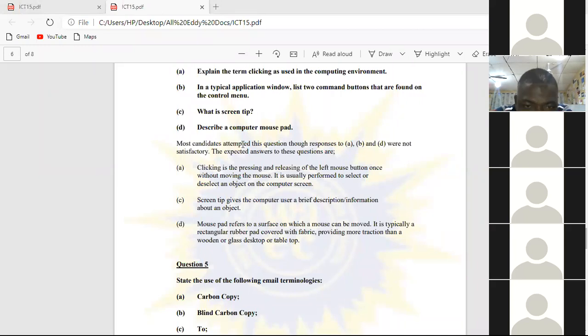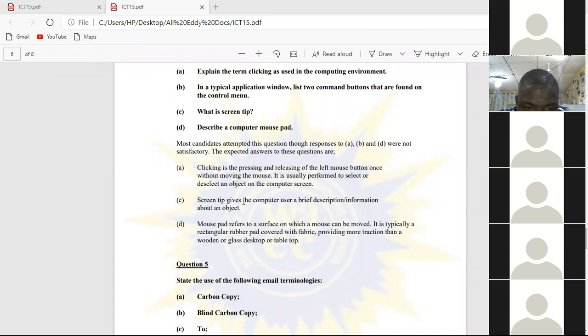Most candidates attempted this question, though responses to A, B, and D were not satisfactory. The expected answers to these questions are clicking, pressing, and releasing the left mouse button. The key word here is pressing and releasing. You see what I've been telling you? Clicking is pressing and releasing the left mouse button once without moving the mouse.